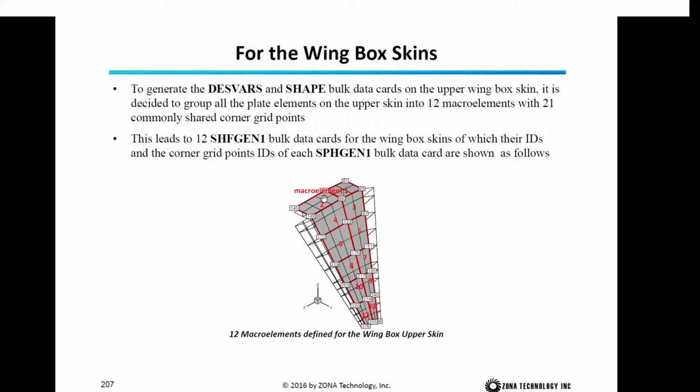So this is the wing skin, and I think we have 65 CQUAD4 elements. And if we decide to divide them into 12 micro elements, then we need 21 commonly shared grid points. So this is one micro element, another micro element. Each micro element refers to four grid point IDs. So this leads to 12 SHAPEGEN1 cards for the wing skin, of which the IDs and the corner point grid IDs of each SHAPEGEN1 card are shown below.